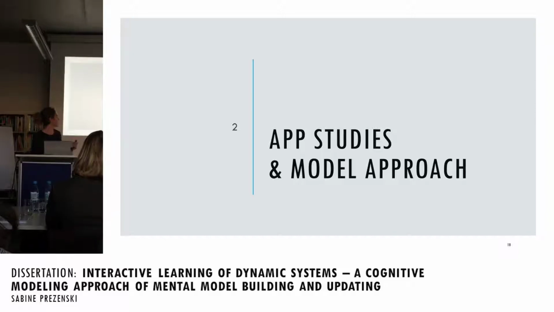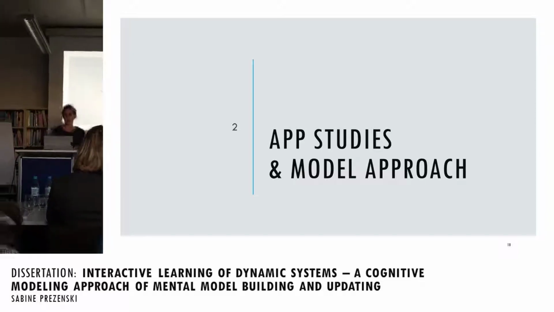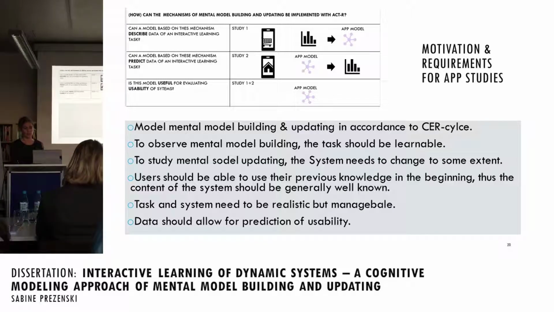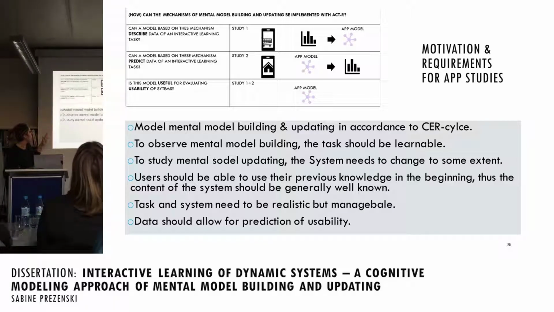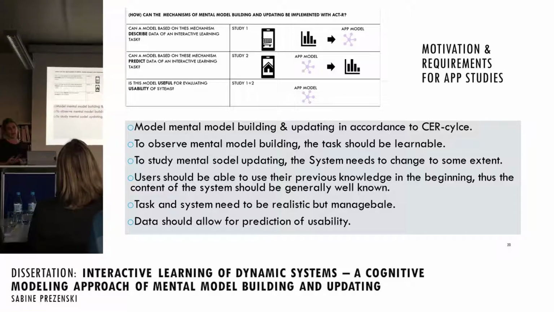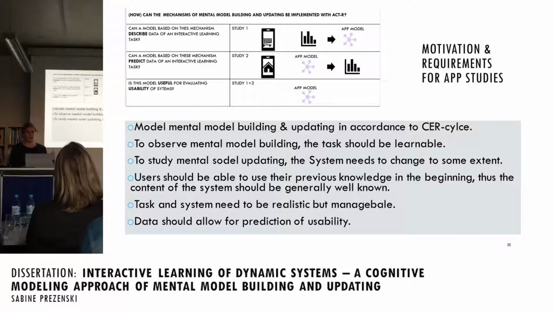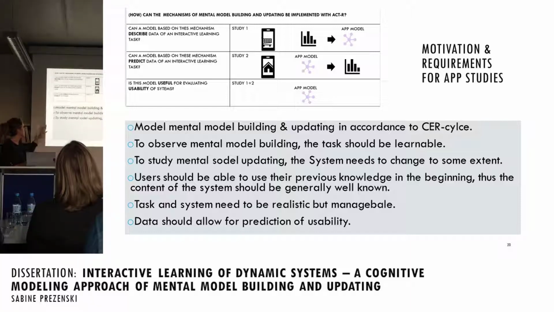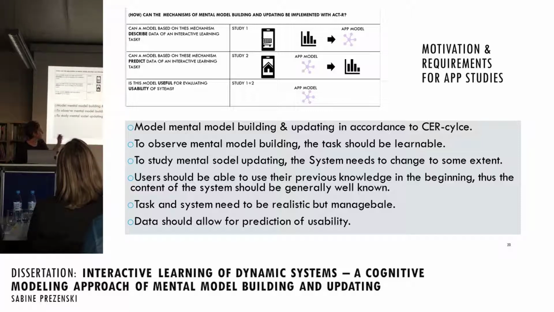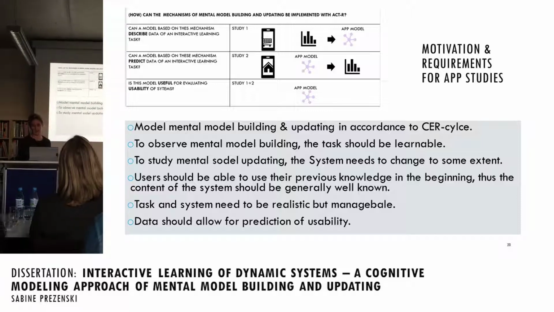Okay, now let's look at the app studies and the model approach. So the motivation and requirements for the app study were, first of all, to model mental model building and updating in accordance to the cycle of mental model updating by Norman. The task should be learnable so we can observe mental model building, and to study mental model updating, the system needs to change to some extent.